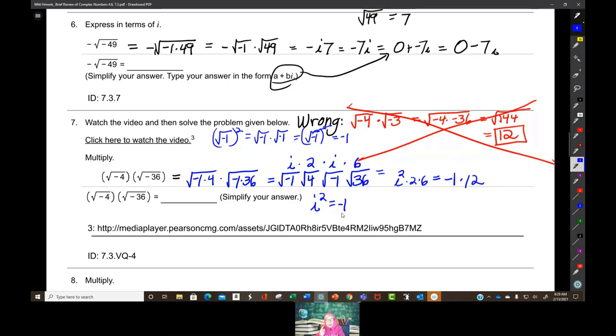Write it on your brain, write it anywhere you need to. i squared is negative 1. So we're going to have negative 1 times 12, which is negative 12. Did I even get partial credit? Heck no. Neither did most of the other people in the class who also got it wrong.